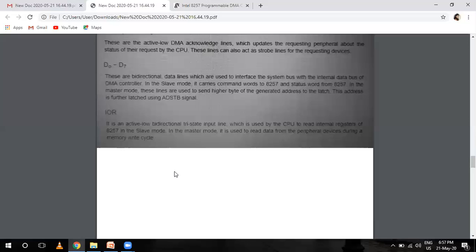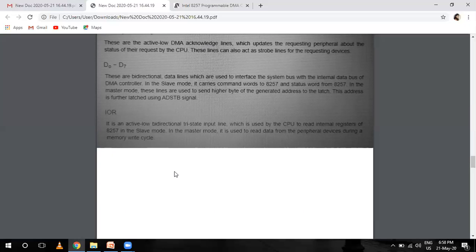D0 to D7 are the bidirectional data lines which are used to interface the system bus with the internal data bus. In the slave mode it carries the command word to the 8257 and the status word from the 8257. In the master mode, these lines are used to send the higher byte of the generated address to the latch. These addresses are further latched using the ADSTB signal, that is address strobe.